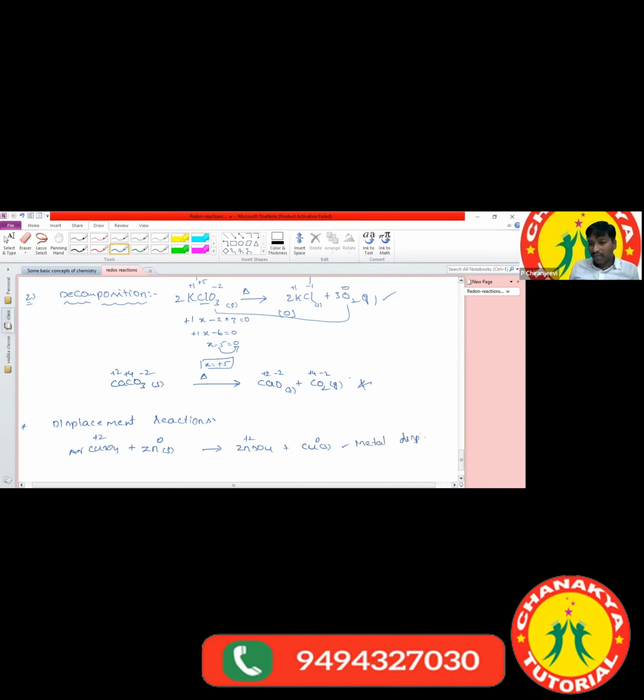Sir, how do you say it is a metal displacement reaction? The aqueous solution of copper sulfate appears blue in color. Whenever you place it in a zinc vessel, after some time it gives a colorless solution, and that colorless solution contains zinc sulfate. Now in this one, what happened? Copper metal is displaced by zinc metal. Now you got the clarity.